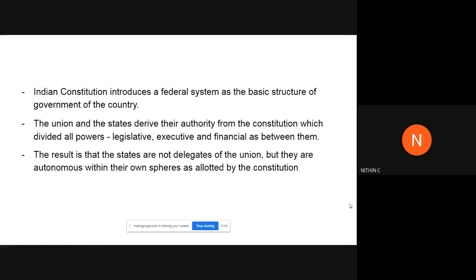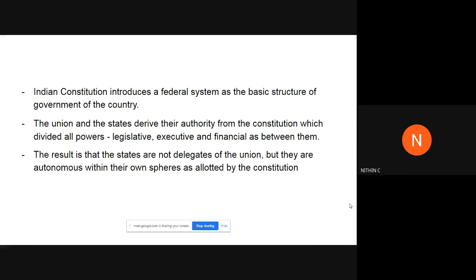The Indian Constitution introduces a federal system as the basic structure of government of the country. So we are following a federal system, which just means that we have a union and a state government, and there is a good relation between the state and union government. We have the state jurisdiction or state power also. That's why we call it a federal system. Ours is a federal system.